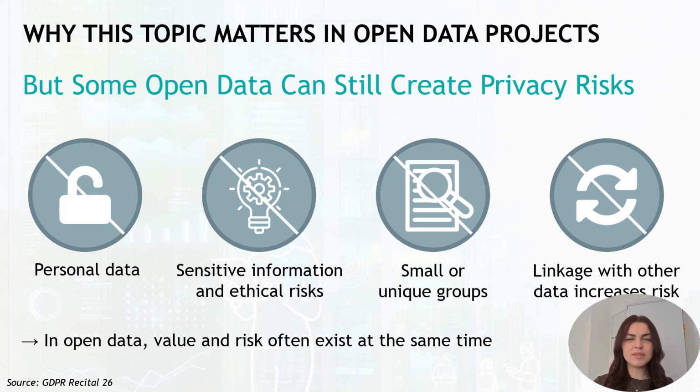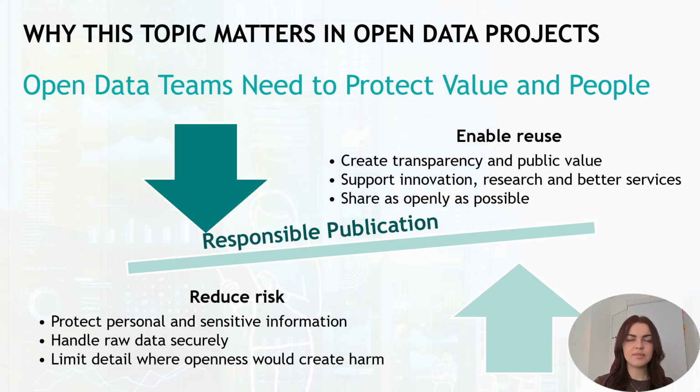That means open data teams usually carry two main responsibilities. On the one hand, open data teams are asked to publish data, but they also have to make sure that publication is responsible. That means balancing two things at once. One is enabling reuse, making data useful for transparency, innovation, research, and better services. The other is reducing risk, protecting people, handling working data securely, and avoiding harmful disclosure.